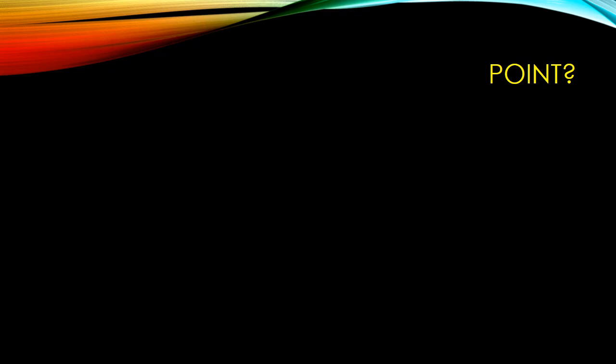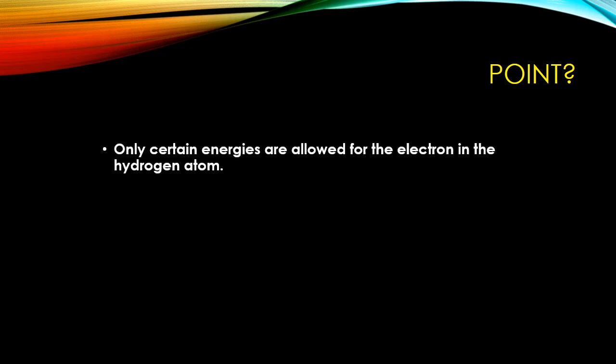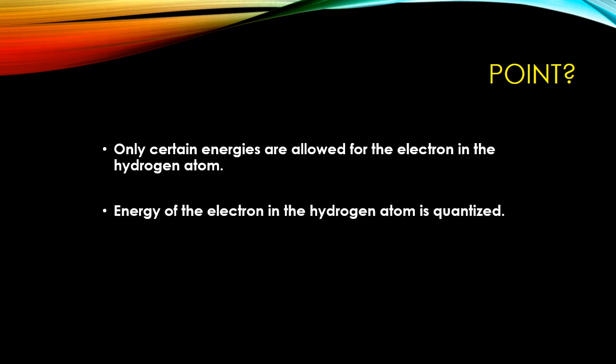So what's the point of all this? I mean, really, you guys are probably sitting there saying, hey, what do I really need to know? Number one, only certain energy levels are allowed. That part is huge. Now, I wrote hydrogen here because Bohr did all of his work with only hydrogen. However, this does apply: no matter what atom you are, electrons are only allowed to be in certain energy levels, and the energy of the electron is quantized.